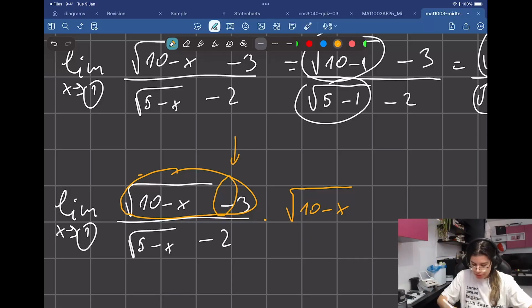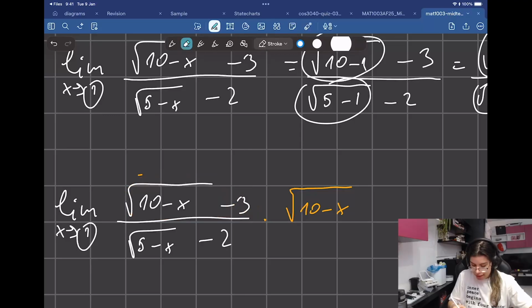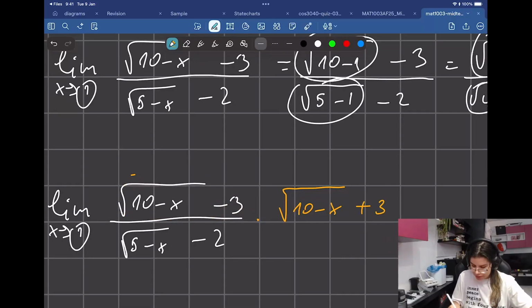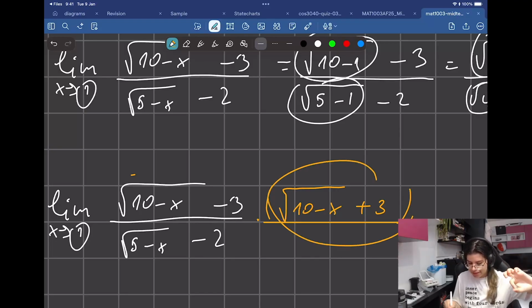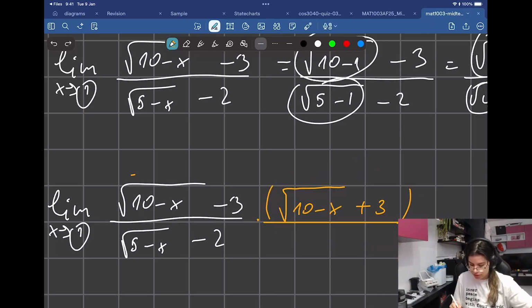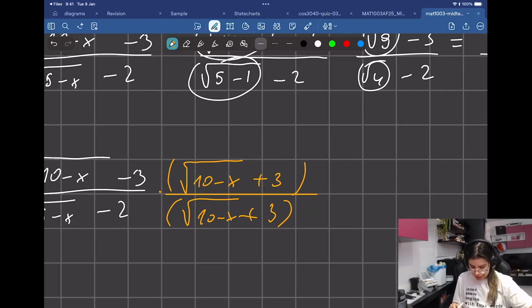So in the original, it's a minus, right? Now I'm going to write a plus, and I could put this in brackets, by the way. It's kind of more convenient, but you don't have to. And then in the denominator, you copy the exact same thing from the numerator. It's just going to be square root of 10 minus x plus 3, okay?